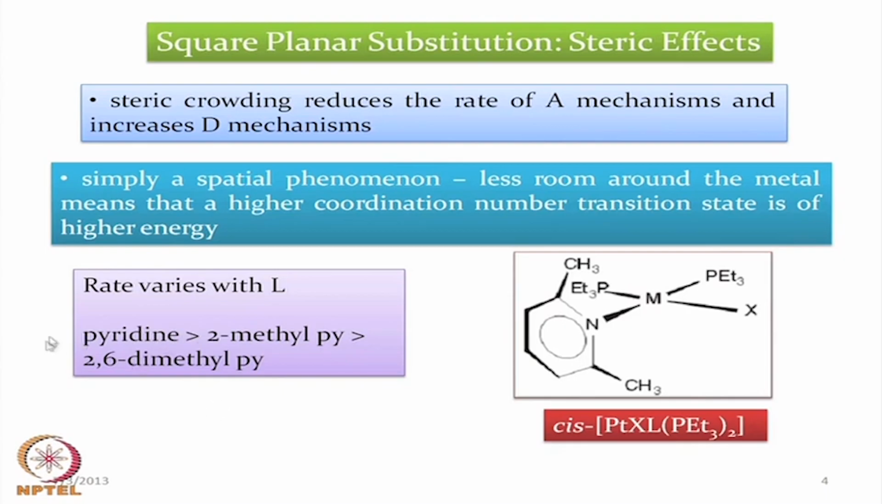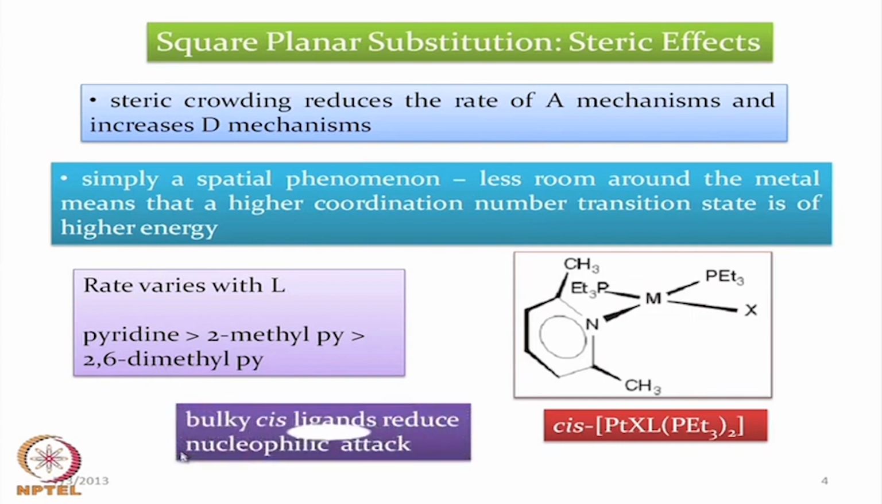So, the rate is highest for pyridine and lowest for 2,6-dimethyl pyridine for this substitution reaction. Steric crowding definitely plays an important role, and we can put some bulky cis ligands. If we put bulky cis ligands around it, that will reduce the nucleophilic attack.